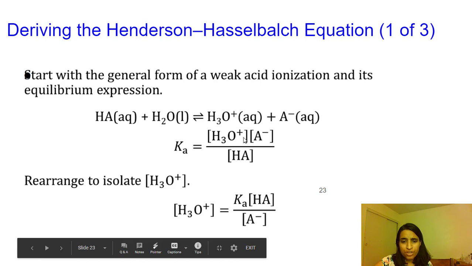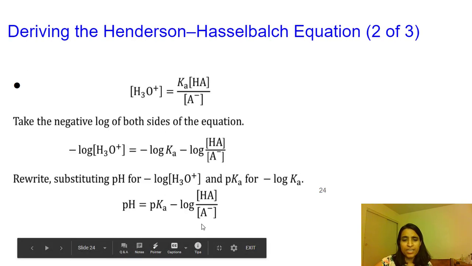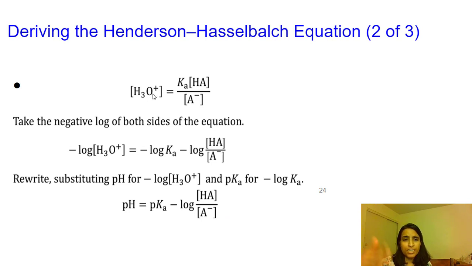Now if we were to rearrange it, so we have hydronium on one side, this is what we would get. And from hydronium we can get the pH, because the negative log of hydronium is going to be pH. So we do the negative log of hydronium, so we also have to take the log over here: negative log of Ka minus log of HA over A.